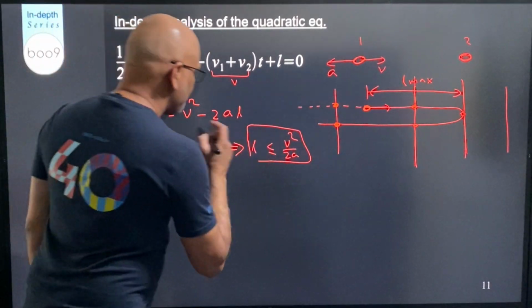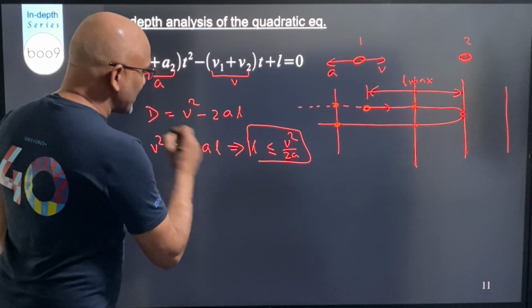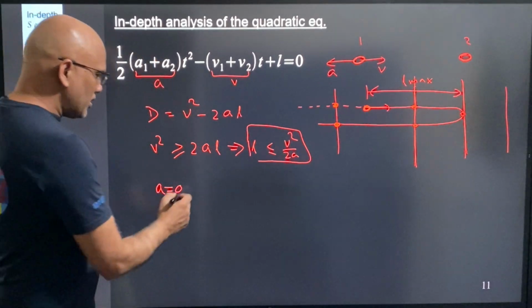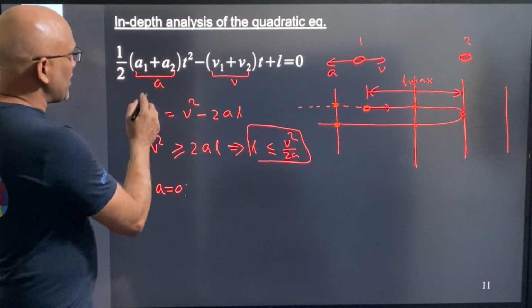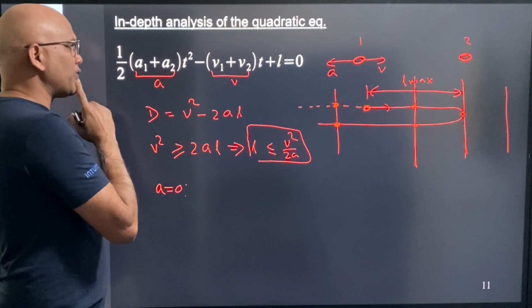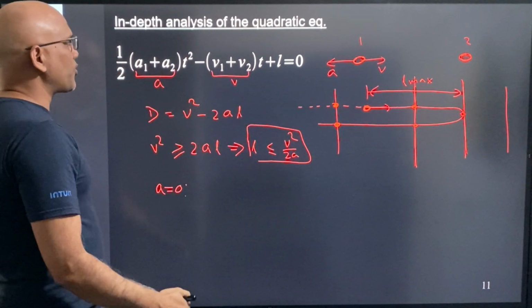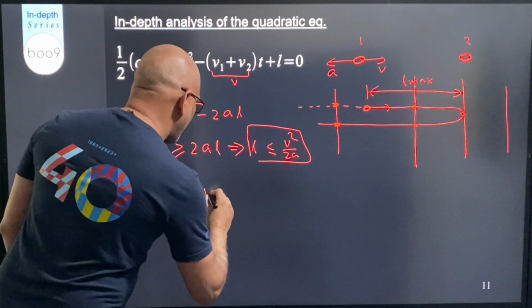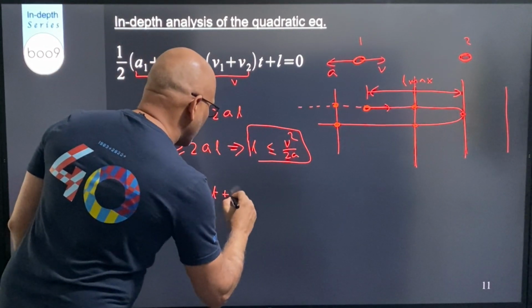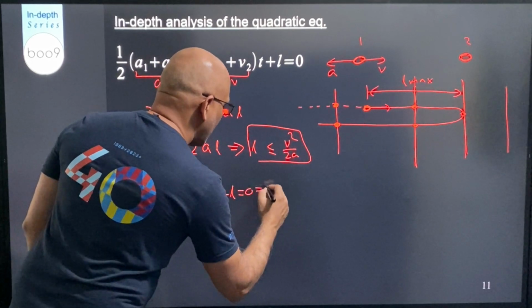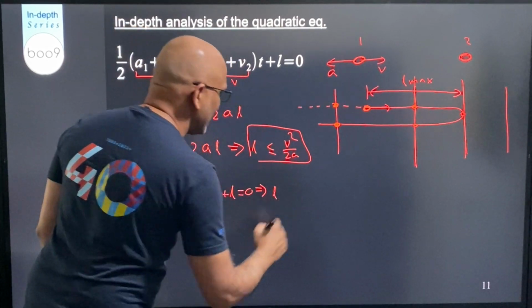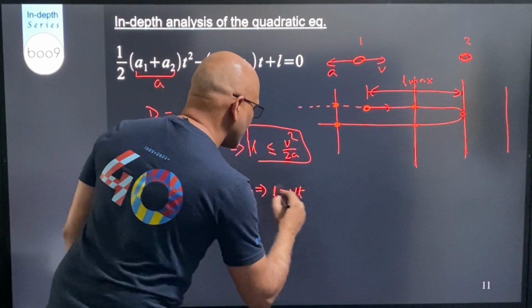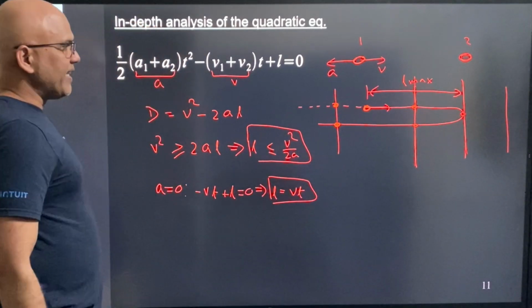Now I had said, assume that a is greater than 0. What happens if a is equal to 0? Then naturally, this is not going to be a quadratic equation anymore, right? So the quadratic solution is not going to work. Instead, this is going to be a linear solution. It's going to be negative v t plus L is equal to 0, and this tells me L is going to be v times t.